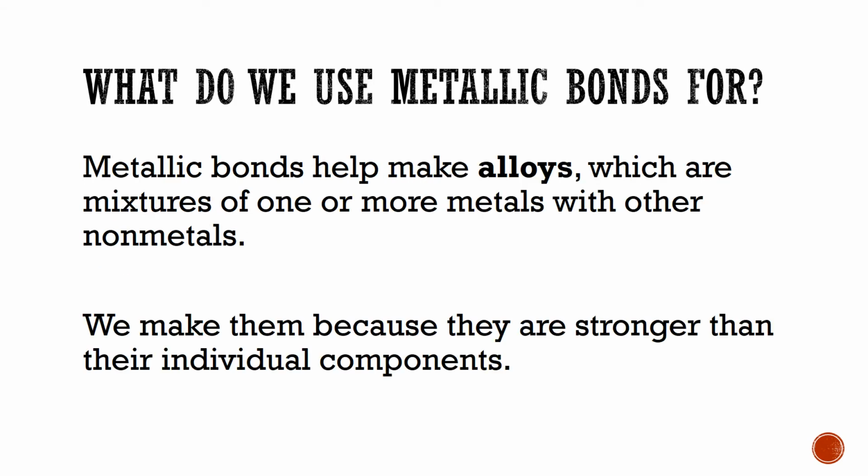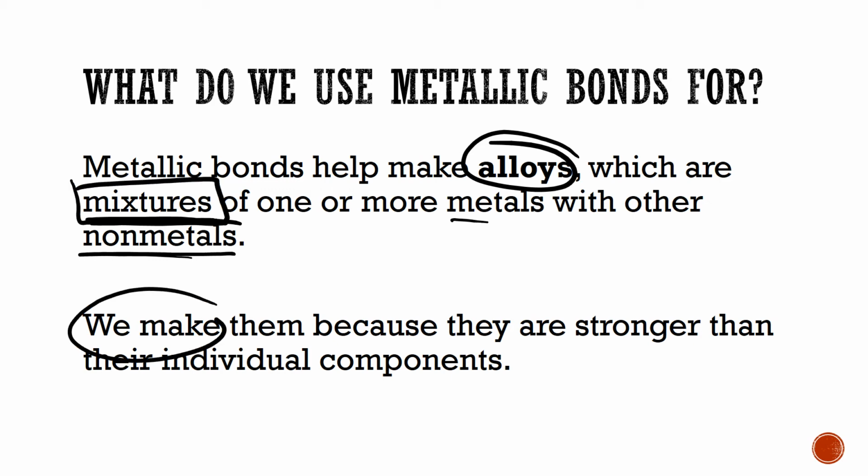What do we use metallic bonds for? Because we have to talk about metallic bonds, we probably should talk about what we use them for, and we use them to make alloys. Alloys are mixtures of one or more metals with maybe non-metals or other metals. So basically the keyword here, alloys are mixtures, and we make them because they're usually stronger than their individual components. The other keyword here is that we make them. You won't find alloys in nature just by itself. Humans make them because they're stronger than their individual components.